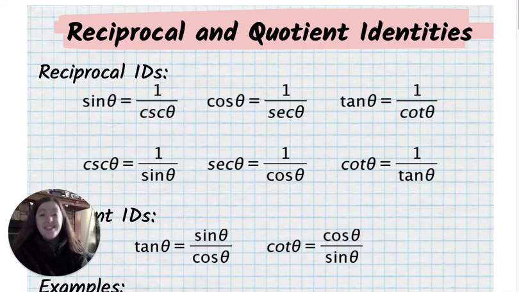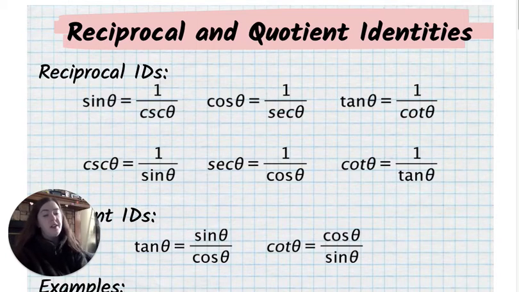Hey guys, let's take a look at reciprocal and quotient identities. So the reciprocal identities you already know. Sine and cosecant are reciprocals of each other, so that means that sine is equal to 1 over cosecant, and cosecant is equal to 1 over sine. Cosine and secant are reciprocals of each other, so cosine is 1 over secant, and secant is 1 over cosine.